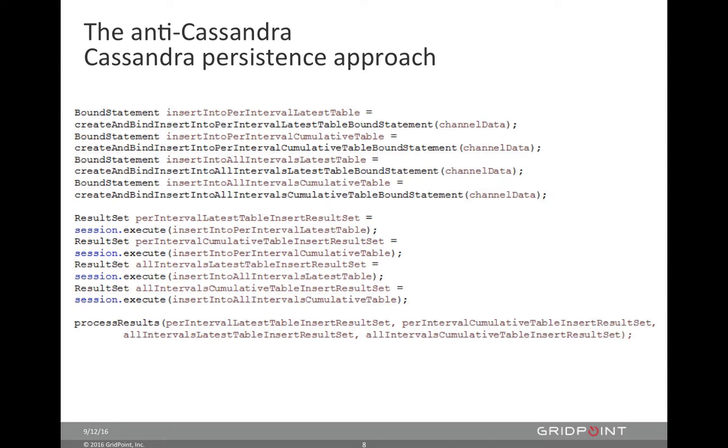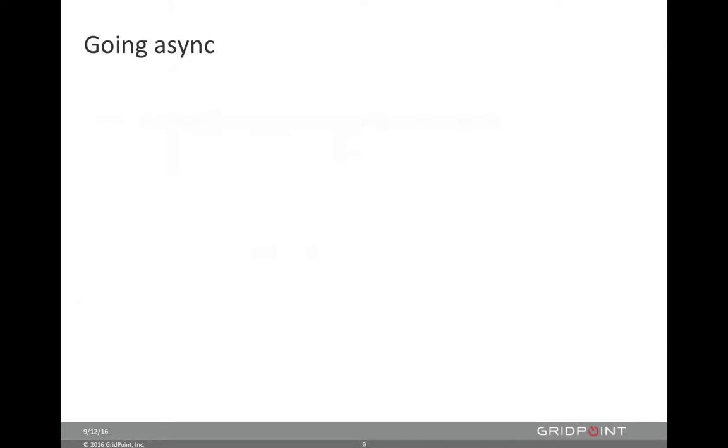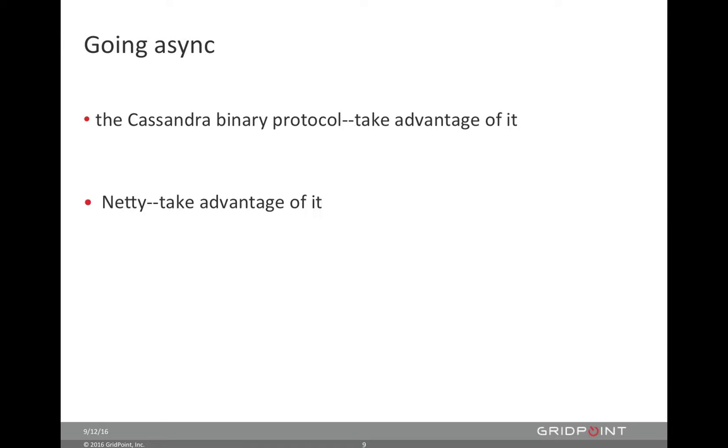Here we see a set of synchronous calls to session execute, one after the other with no parallelism. See, the Cassandra binary protocol, the native protocol, which is built on top of TCP, is asynchronous. The Java driver uses the Netty networking library to establish a persistent connection using the native protocol over TCP. Because the protocol is asynchronous, a single TCP connection can handle multiple requests simultaneously.